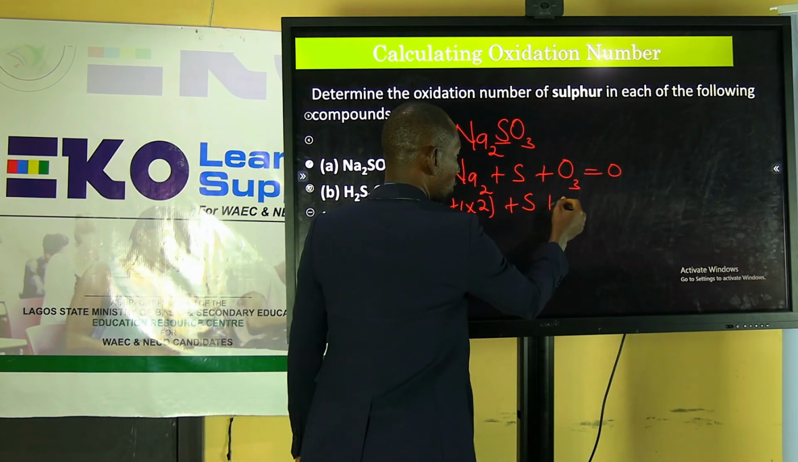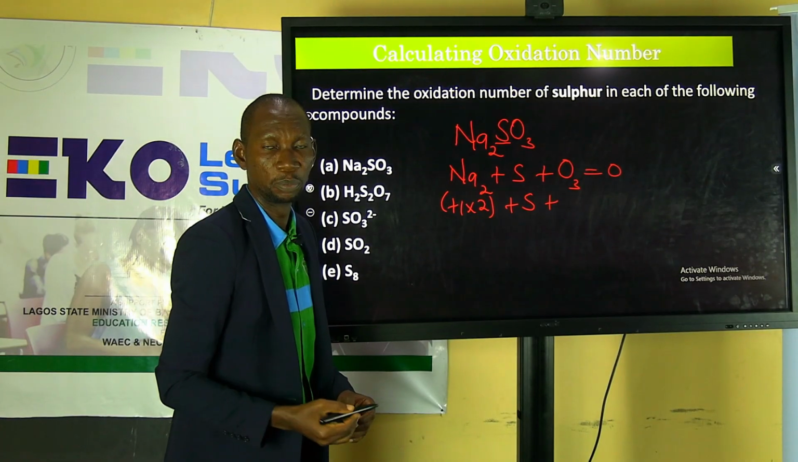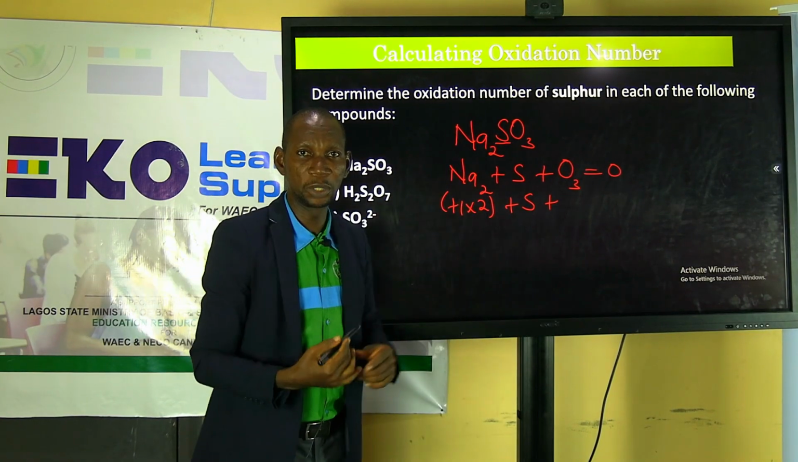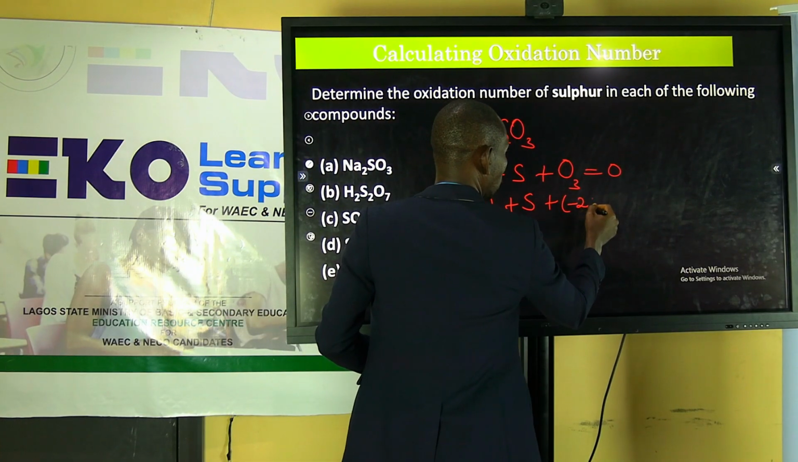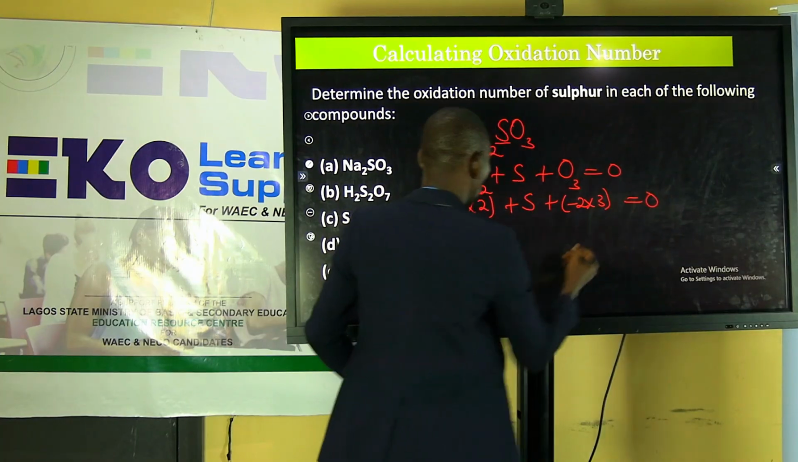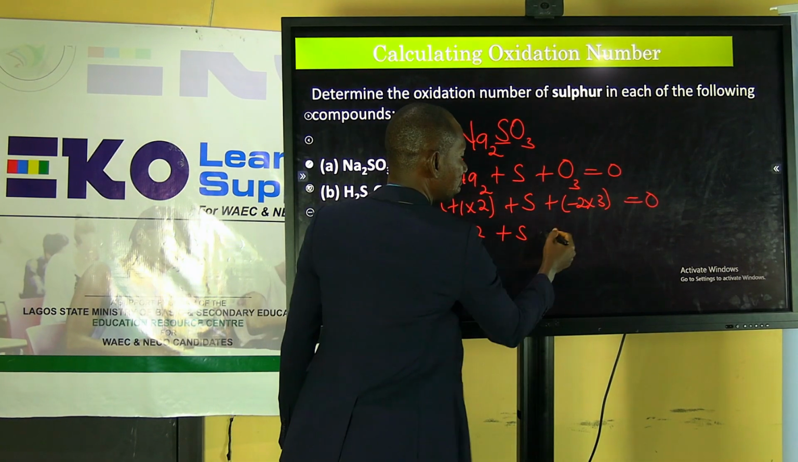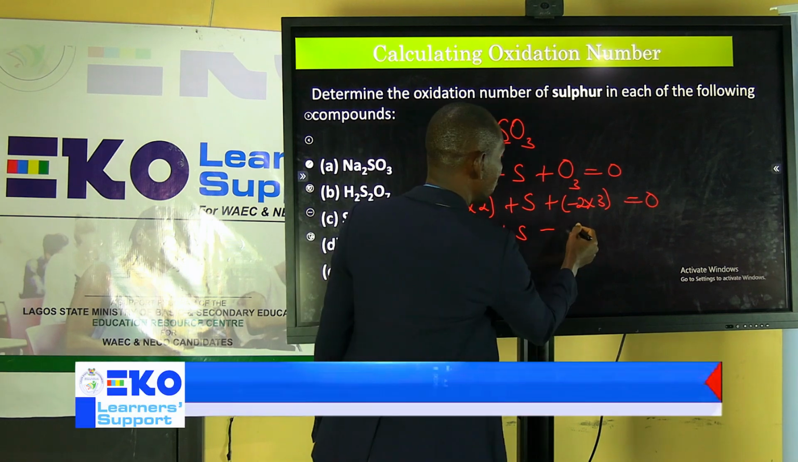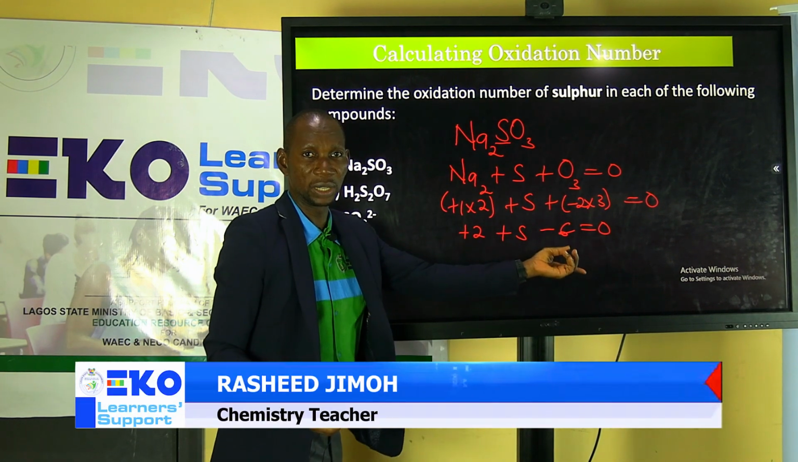Okay, then plus, what is the oxidation number of oxygen from the rules? Bravo. Give yourself some cheers. -2. So that's -2 times 3. Okay, and that equals 0. So +1 times 2 is +2, plus S, plus -2 times 3, that is -6, equals 0. So you have +2 minus 6.